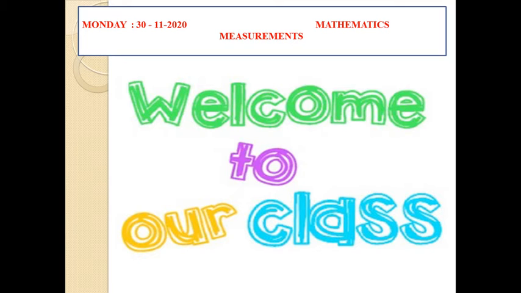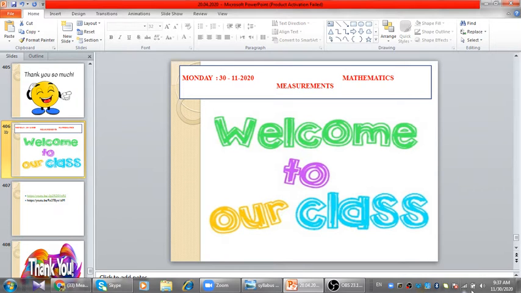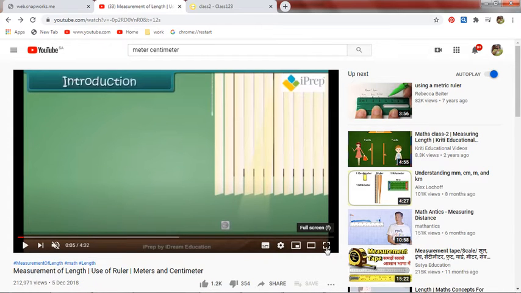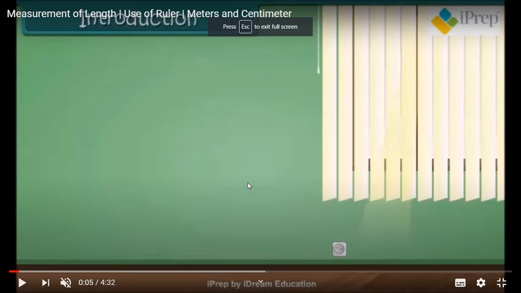Our chapter is measurement. I will show one video with explanation so you will be able to understand nicely, inshallah. I am trying my best. Okay, we'll start our maths class. Our topic is measurement. In measurement, first we are learning about length, meter and centimeter: measure of length, use of ruler, meter and centimeter.